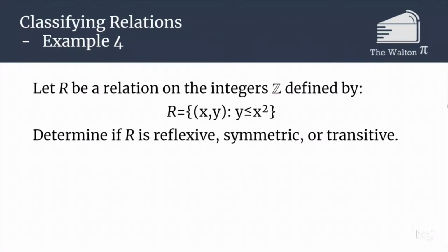Our fourth example is going to be a very similar one to the previous one, except this time it's a relation on the integers rather than the real numbers. So, take a moment to try and figure out if R is going to be reflexive, symmetric, or transitive in this case.